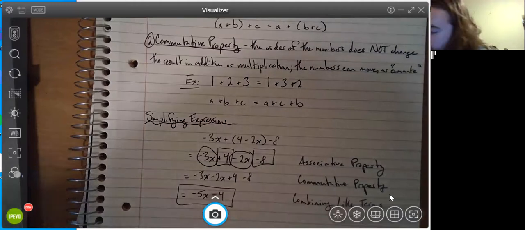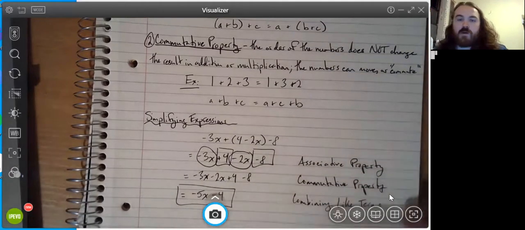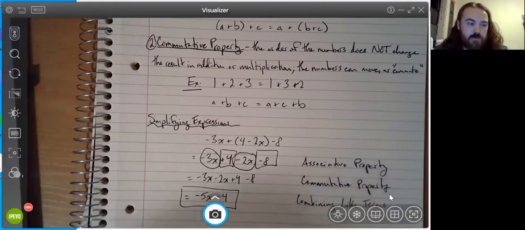And again, I found that by applying the associative property, by applying the commutative property, and then by combining like terms. Again, you can pause it here any time to stop and take these notes. Please make sure you have these notes. They will need to be uploaded by Tuesday, so it's a little bit of a shorter deadline than this weekend.